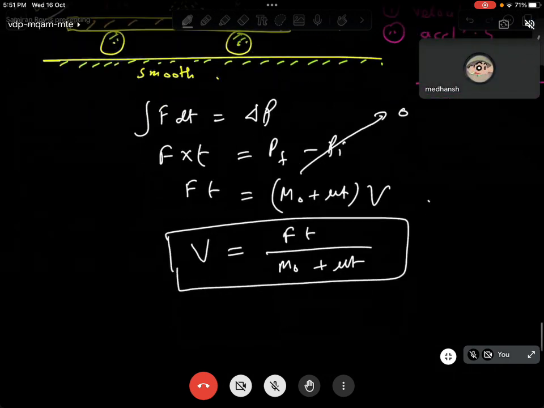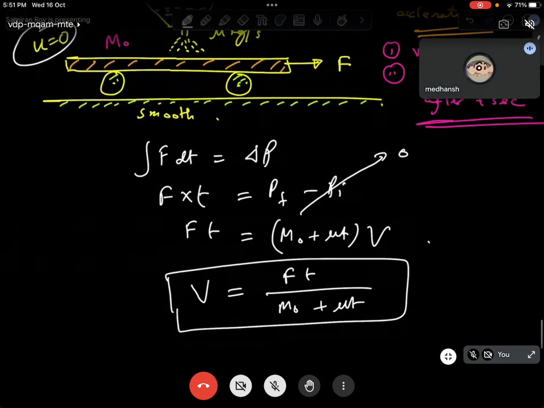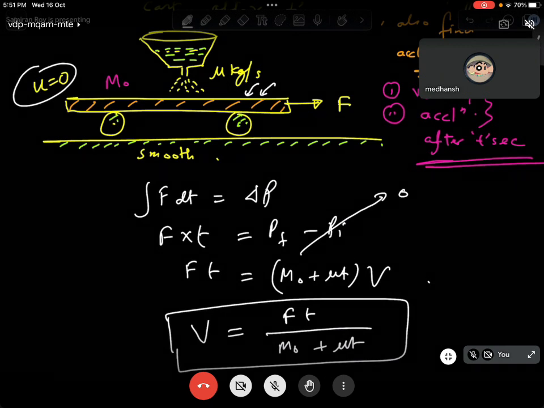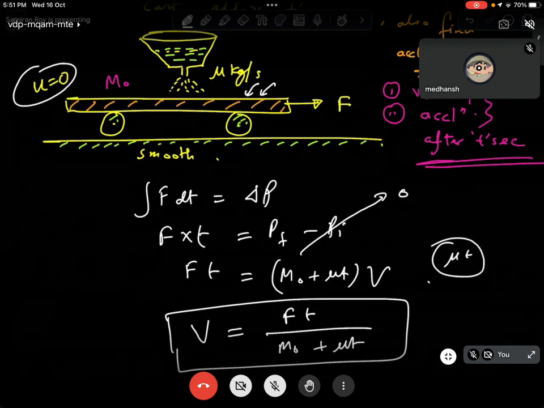Because on the cart mass is added, sand is falling on the cart, correct? So mass of the cart after some time will increase, correct? It will be initial mass plus mass of sand. After t second, mass of sand fallen on the cart will be mu t. Okay, you find the acceleration also.